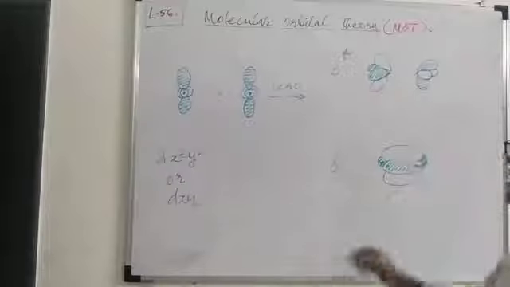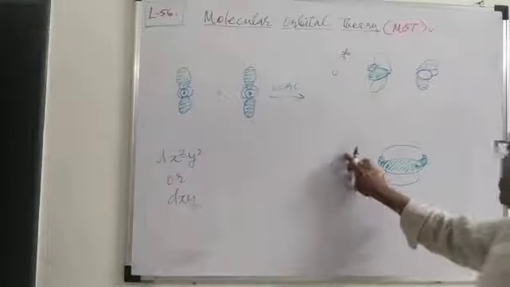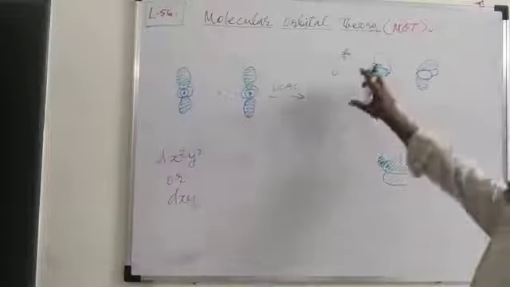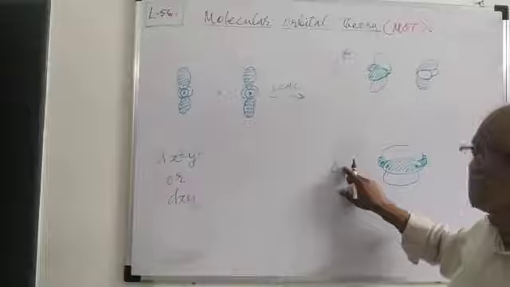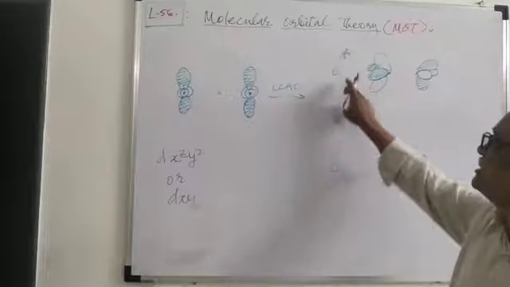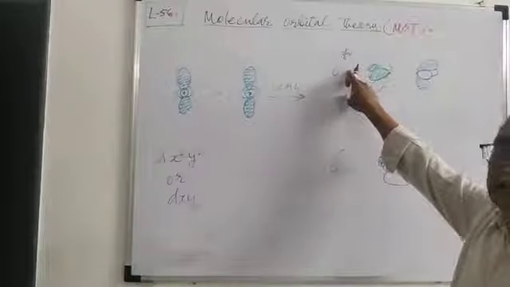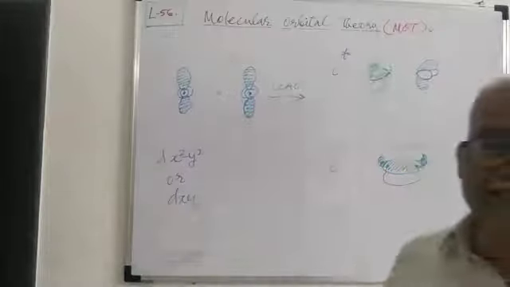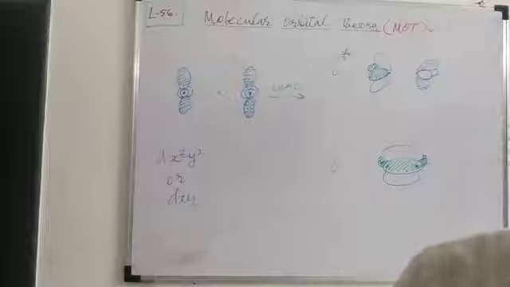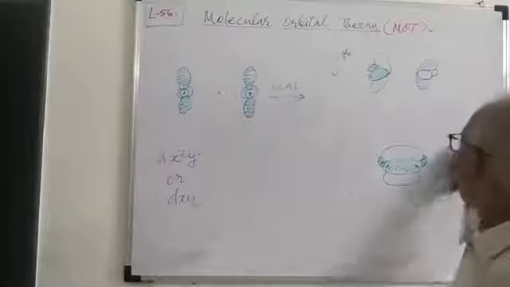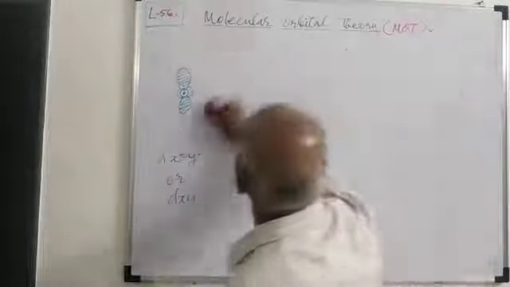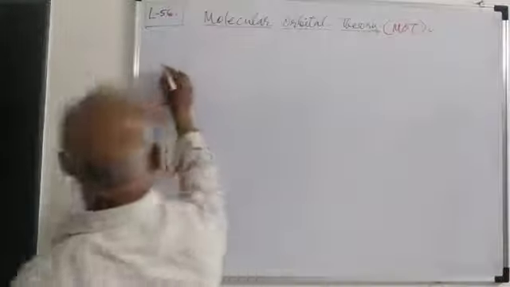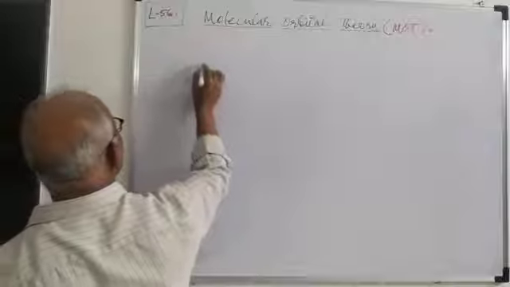So everywhere, without an asterisk it is a bonding molecular orbital, and with an asterisk it is an antibonding molecular orbital. The bonding molecular orbital is lower energy, and antibonding molecular orbitals are higher energy. Then we will see how these non-bonding molecular orbitals are obtained.